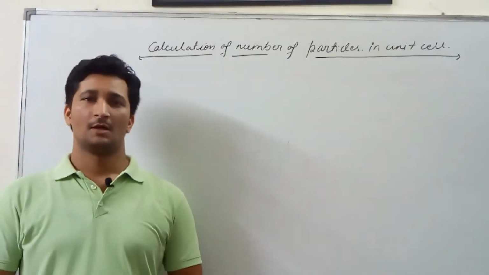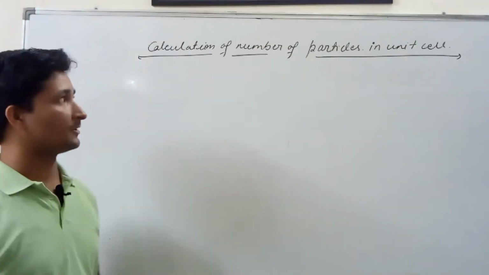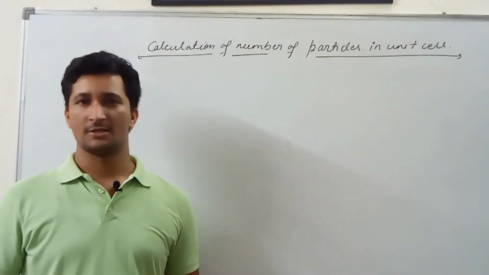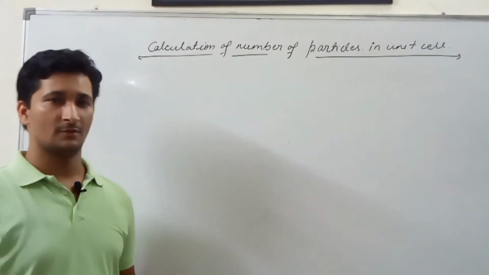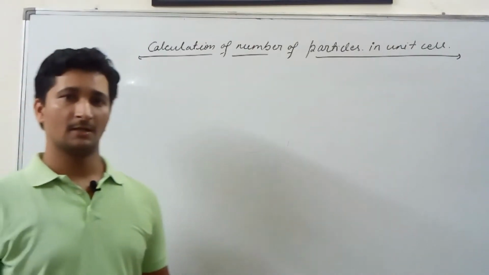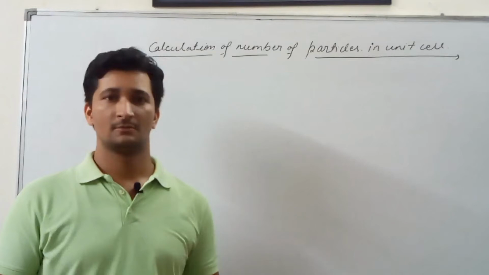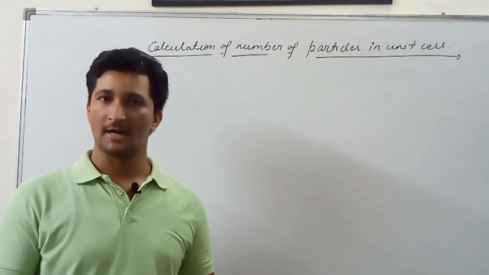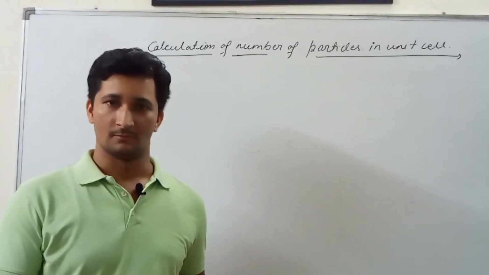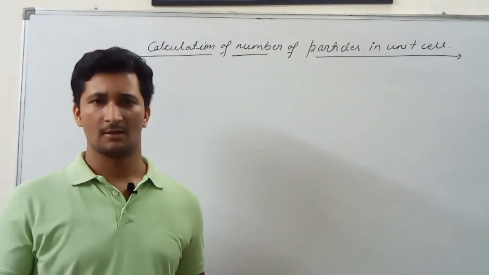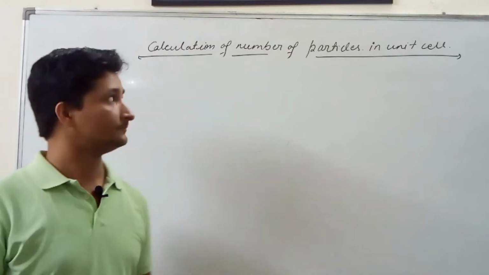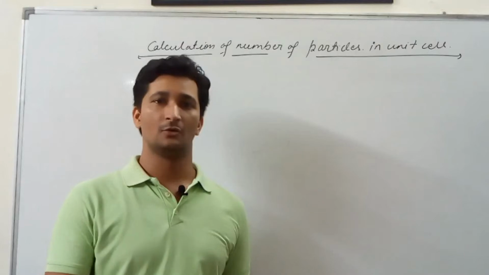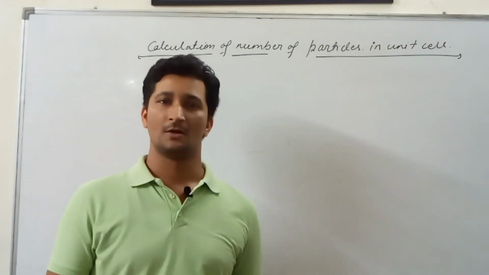In this video, I will discuss the calculation of number of particles in unit cell. In a unit cell, there are lattice points where particles are present, but we have to understand that the particle which is present does not exist completely inside that unit cell. It might be shared by 2, 4 or 8 other unit cells. So in a unit cell, a completely whole particle or whole sphere is not present.